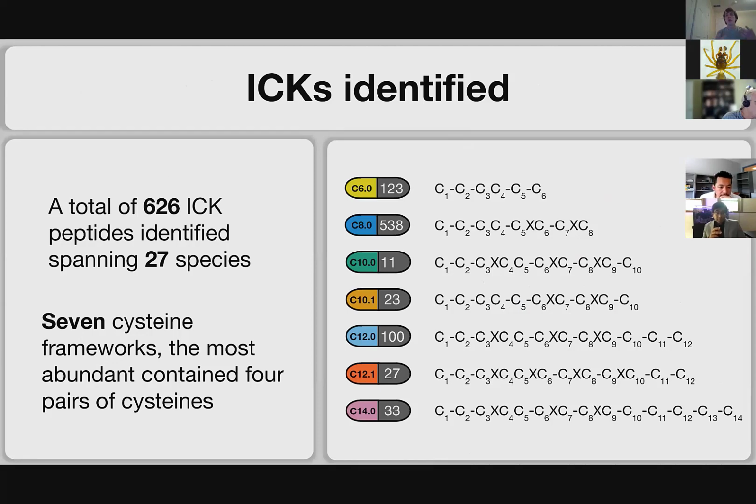And so this is just an overview of the different motifs that we identified for ICKs. The simplest one had 6 cysteines, and the most abundant one actually had 8 cysteines. The X just means there's only one residue between them, and a dash means there's more than one residue between them. These are the different motifs that we found and how many we found of each. A total of 626 peptides were identified across these 27 species. And like I said, the most abundant one was this one right here that had 8 cysteines.